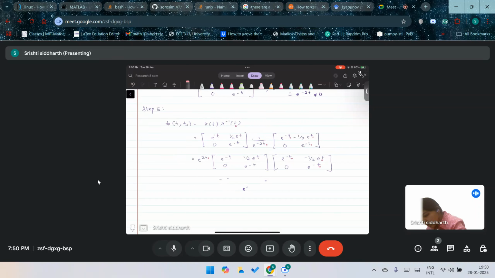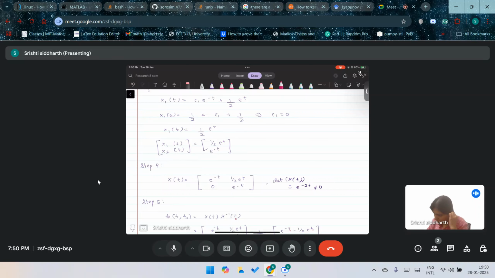So if we assume that t naught is 0, then this becomes 1 and this becomes identity. And the state transition matrix is simply X of t. So we have e to the power minus t, 0, half e to the power t, e to the power minus t. Let's see if this is correct.